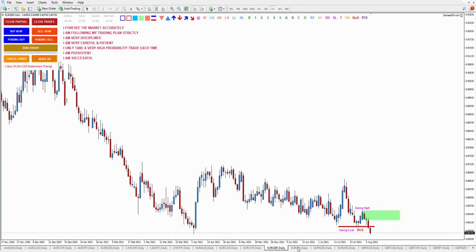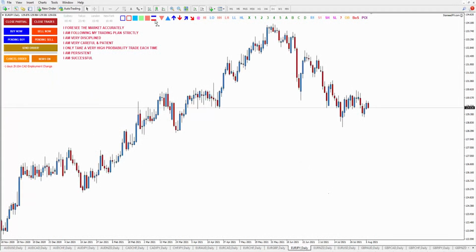All right, now let's go to Euro Yen. Here is the last breakout. So the market is still in a bearish mood. This is the breakout structure. This is your swing high. This is your swing low. And the order block is the last bullish candle before the breakout happened.